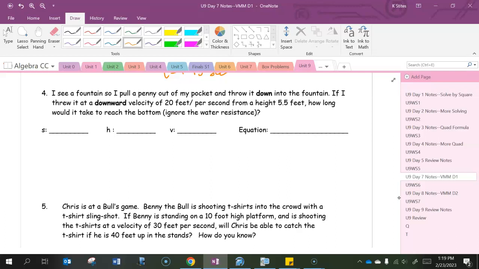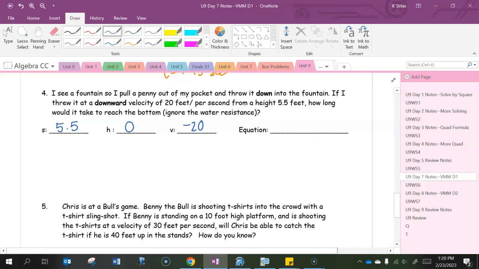All right, so we're throwing it from a height of 5.5. That's going to be our starting height. Our end height, we're going to say the bottom is 0. And your velocity, be careful, you're throwing it downward, so this is going to be negative 20.